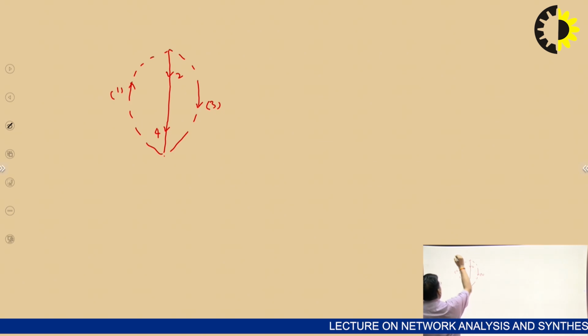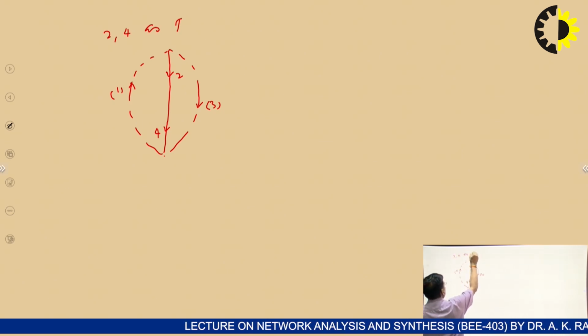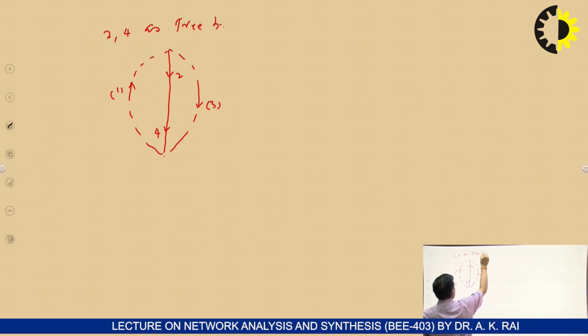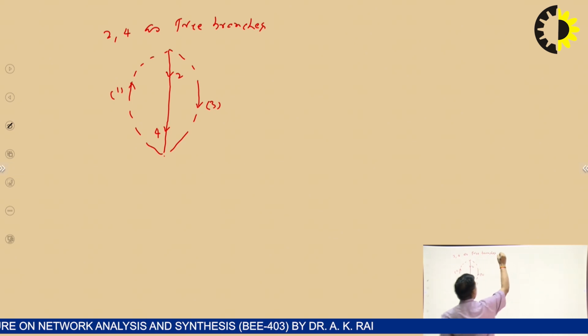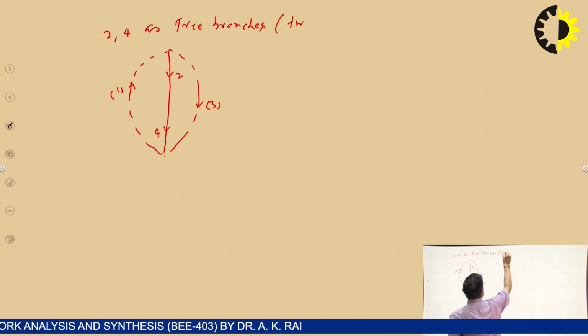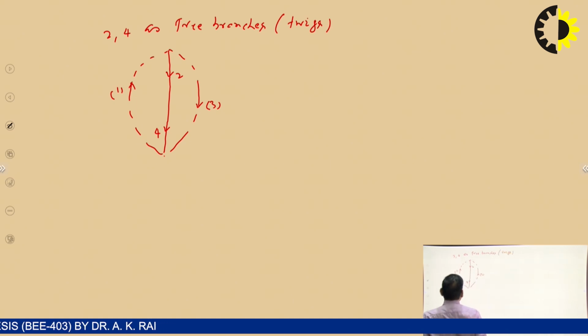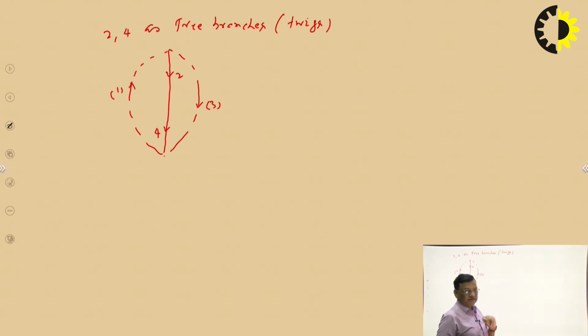Now I can write here 2 and 4 as tree branches, because it is not given in the examples. So you can take 2 and 4, or somebody may take other branches as tree branches. So first select a tree. Now find the fundamental cut set.